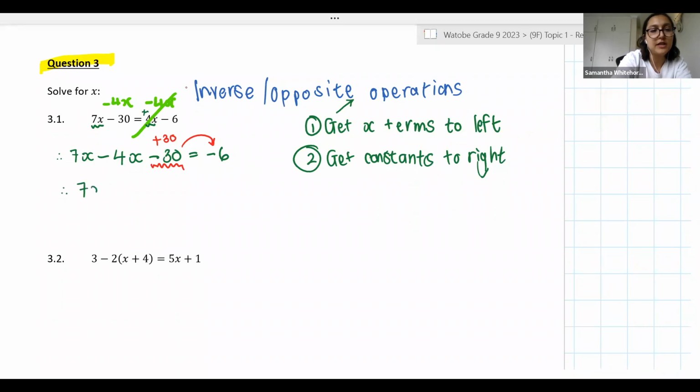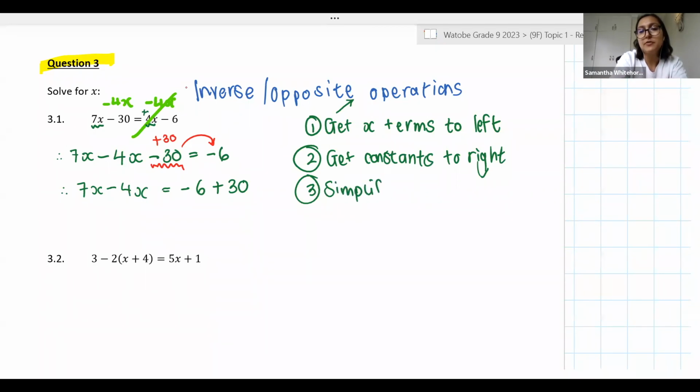So now on the left, I just have the x terms. And then on the right-hand side, I've got the constant. So the negative 6, but now it's plus 30 because it's the inverse operation. And now we've got all of our x's on one side, all of our constants on the other side. And so now the next thing that we need to do is simplify.